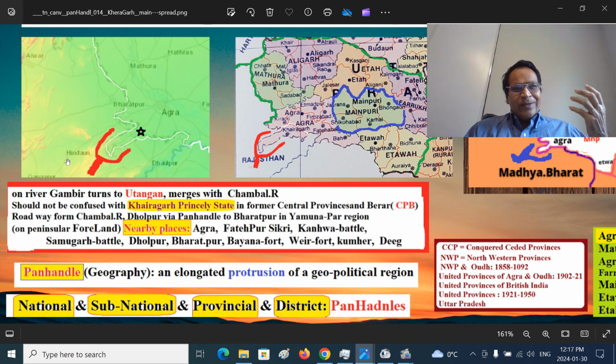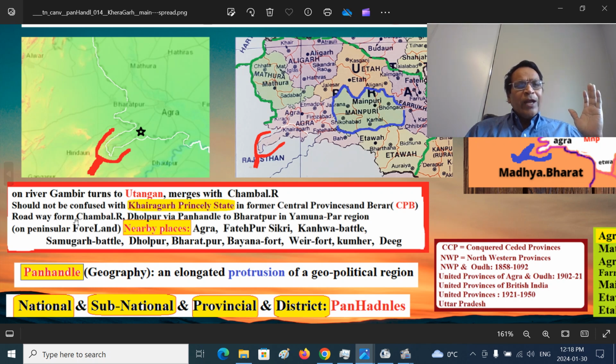That is called essentially Matsya region. And the river is called Gambhir. When it comes closer to KheraGarh, it is named the Utangan River. It merges into the Chambal River, that is a tributary of river Chambal, which is again a right-hand tributary of river Yamuna, which is a right-hand tributary of river Ganga near Prayag Tirtharaj.